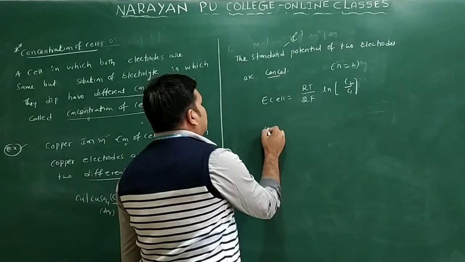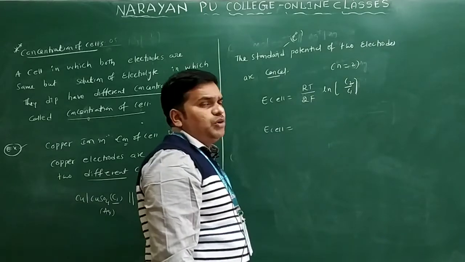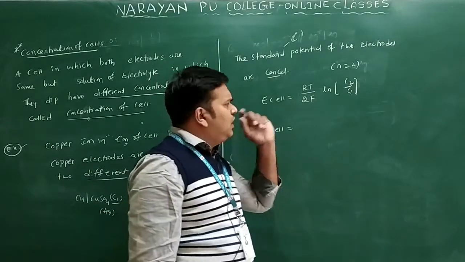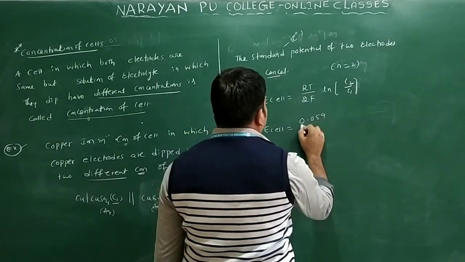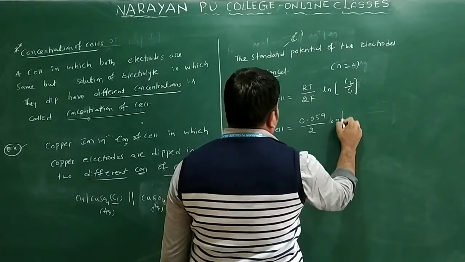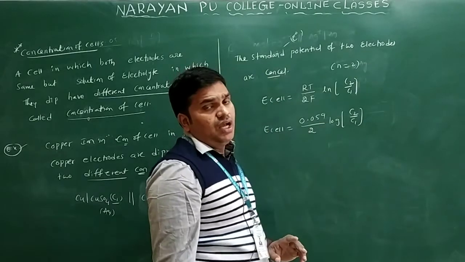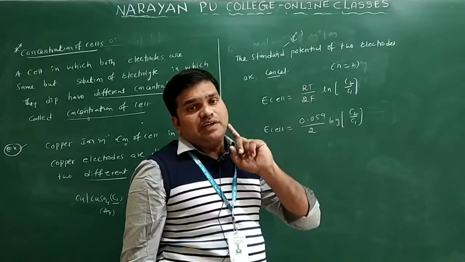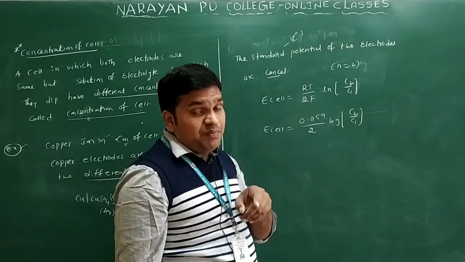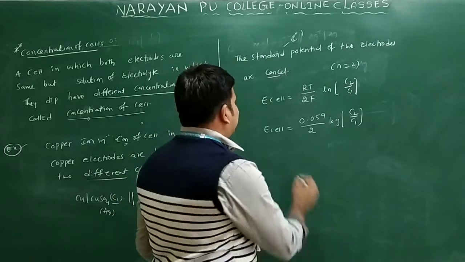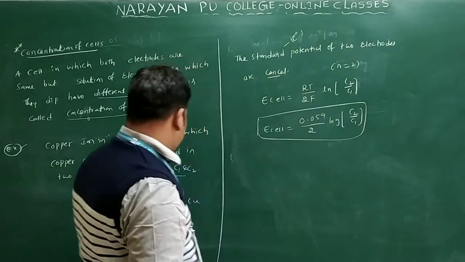Now I want to convert this. E cell is equal to, if you substitute the values, R value 8.314, temperature 298 Kelvin, Faraday value 96487, you will get 0.059 by 2 into log C2 by C1. Why here n value is 2. You already know that to convert ln into log you multiply by 2.303, so log base e becomes log base 10. The expression you got is E cell is equal to 0.059 by 2 into log C2 by C1. This is the equation.